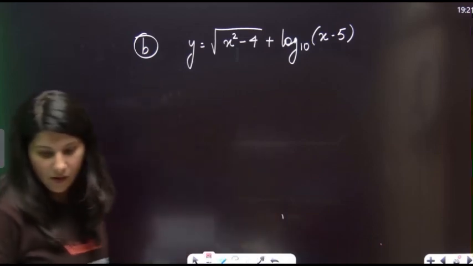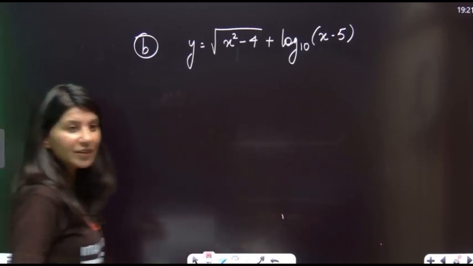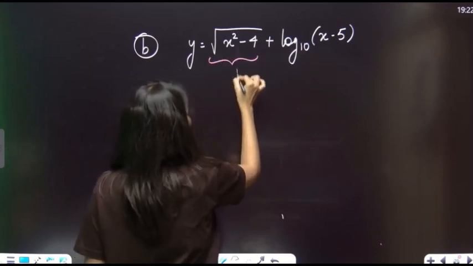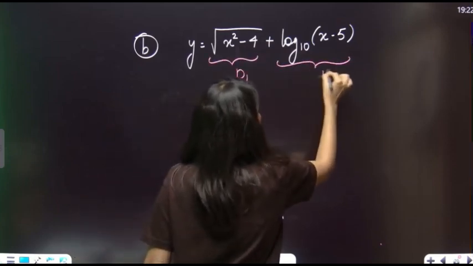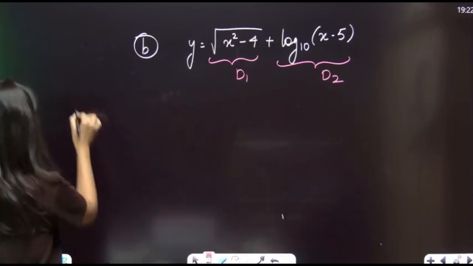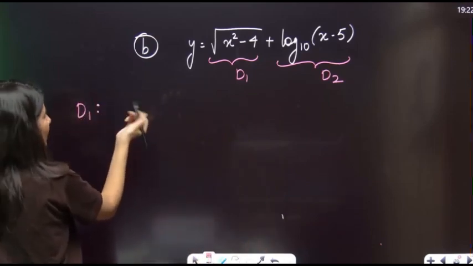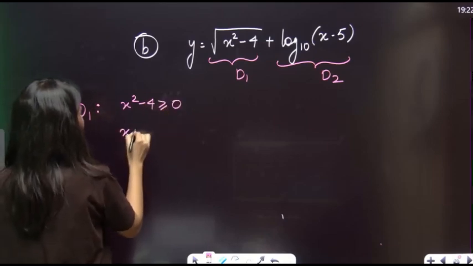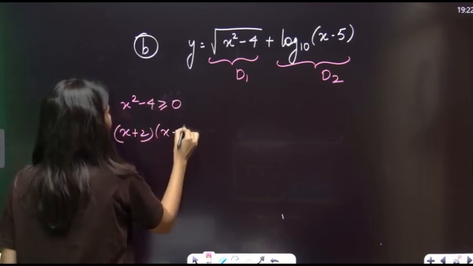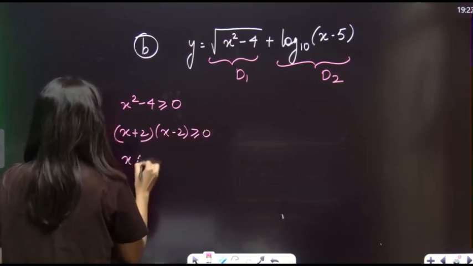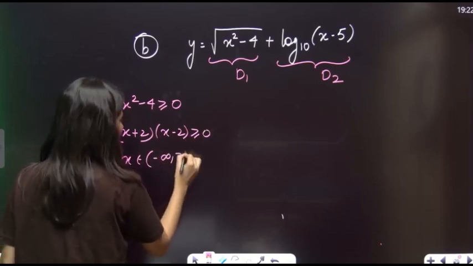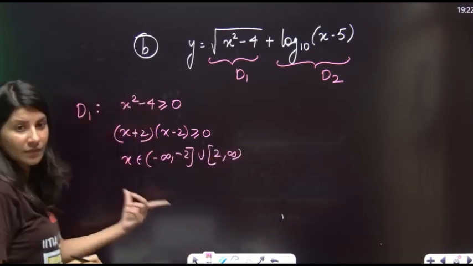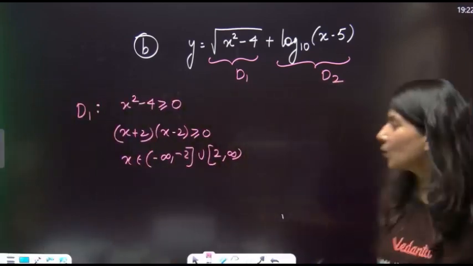All right, perfect. So now there are two things. Let us calculate domain number 1 and domain number 2 and then take the intersection. Domain number 1 we have done. x square minus 4 is greater than or equal to 0. So x plus 2, x minus 2 greater than or equal to 0. x belongs to minus infinity to minus 2 union 2 to infinity. This is domain number 1.